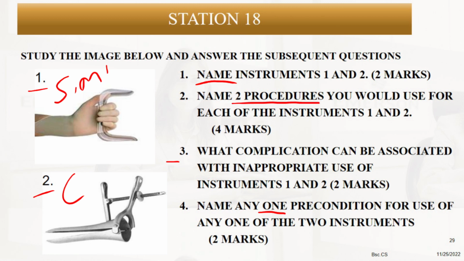Name 2 procedures you would use for each of instruments 1 and 2. So instrument 1, which is a Sims speculum, for indication number 1, you can say it can be used in inspection of the cervix and vagina to detect any injury following deliveries. Then the Sims speculum also can be used for dilatation and evacuation. So that's 2 indications: inspection of the cervix to detect any injuries following delivery, and dilatation and evacuation. So we're done with instrument 1.